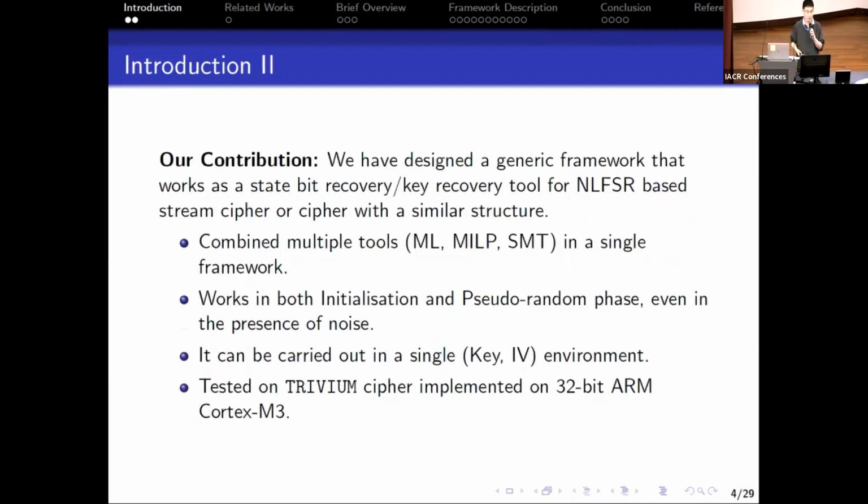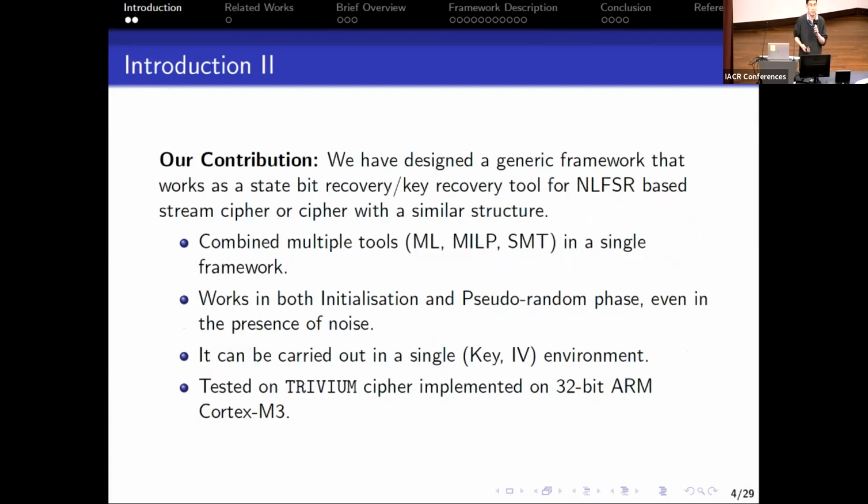So following that, our contributions are as follows. We design a generic framework which works as a state bit recovery or key recovery for NLFSR-based stream ciphers or other ciphers with a similar structure. Basically, we are combining multiple tools, machine learning (ML), mixed integer linear programming (MILP), and satisfiability modulo theories (SMT), within a single framework.